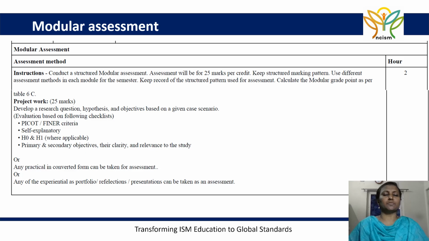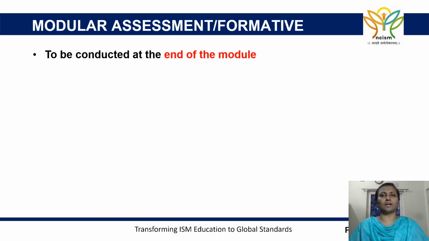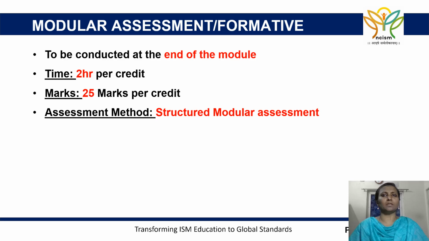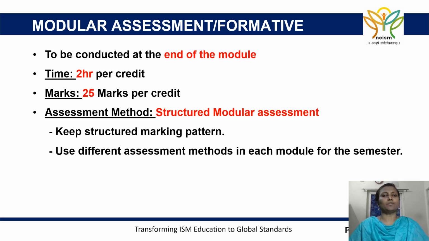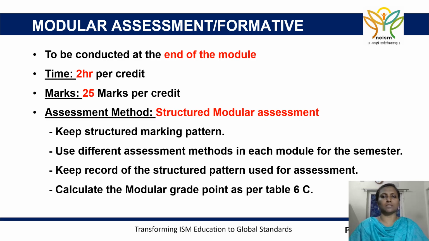This table describes the modular or formative assessment in detail. The modular assessment should be conducted at the end of the module and the time allotted is 2 hours per credit and marks is 25 marks per credit. In the previous slide, we have seen this hours and marks allotted. The assessment method should be a structured modular assessment and structured marking pattern should be followed and its record should be kept. Different assessment methods should be used in each module and the modular grade point should be calculated as per table 6C.